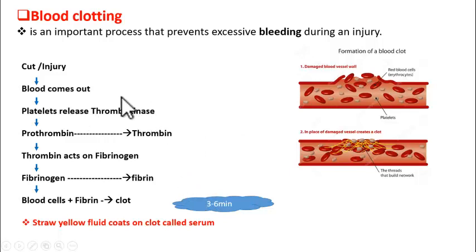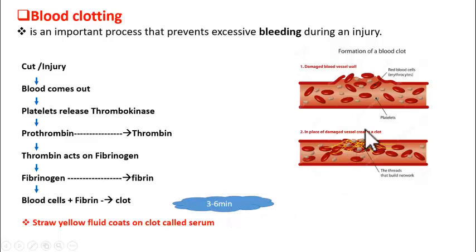Platelets release thrombokinase. Thrombokinase acts on prothrombin, converts it into thrombin. Thrombin acts on fibrinogen. Fibrinogen is converted into fibrin. Fibrin forms threads and threads trap the blood cells and form clot. Got it, students? For this, the time taken is 3 to 6 minutes.